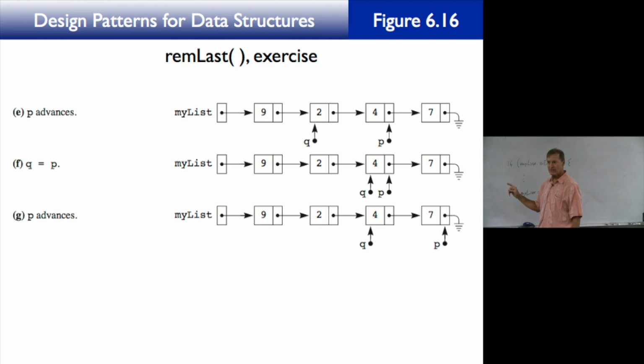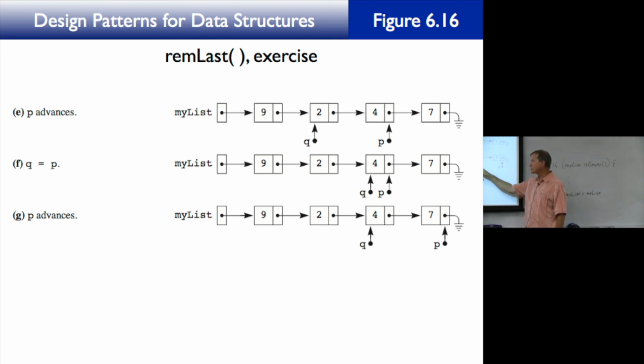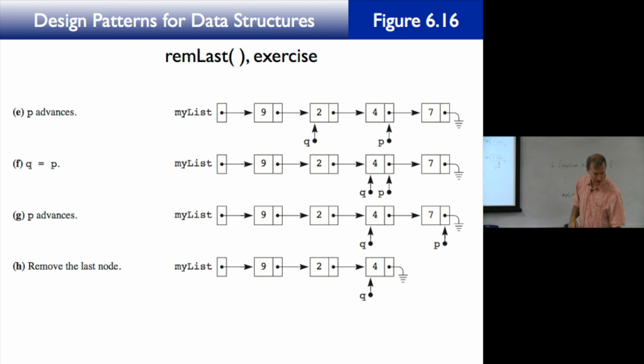Now we are where we need to be to do remove last, because we have access to what two nodes? The last node, but we also have access to the penultimate node, which means next to last. We're going to have to change the next of the penultimate node. So then you do what you need to do to remove the last node. Now you can see how to do that. But you need access to the penultimate node.